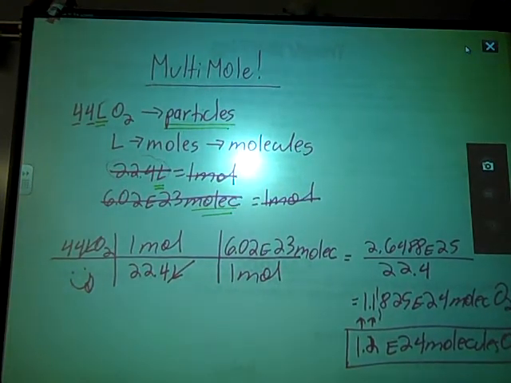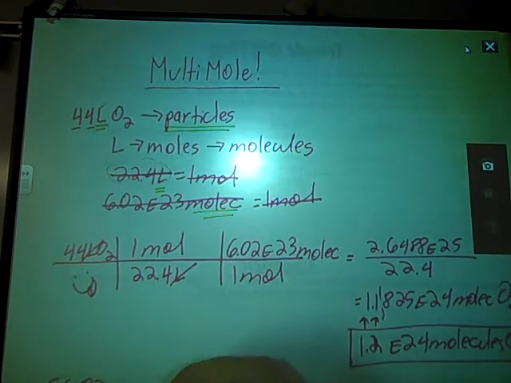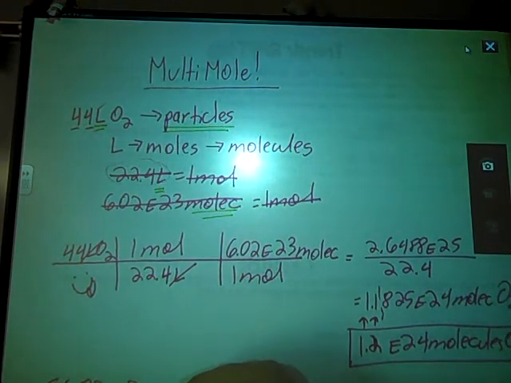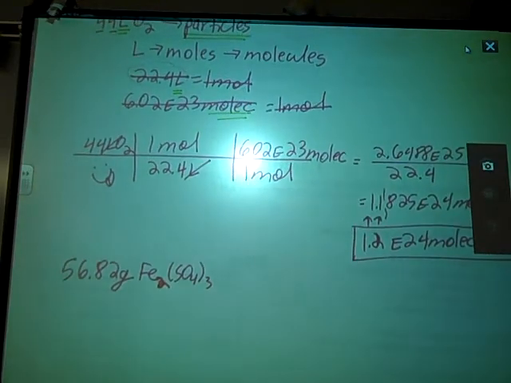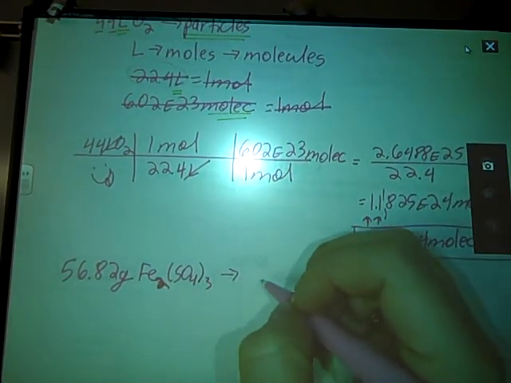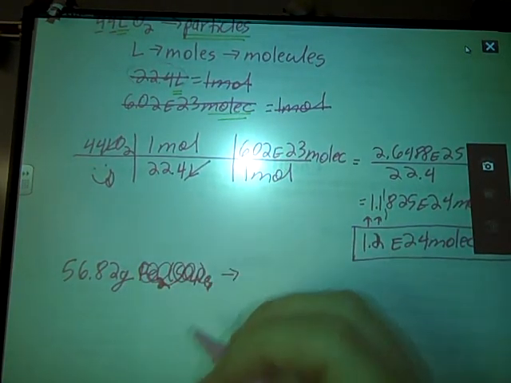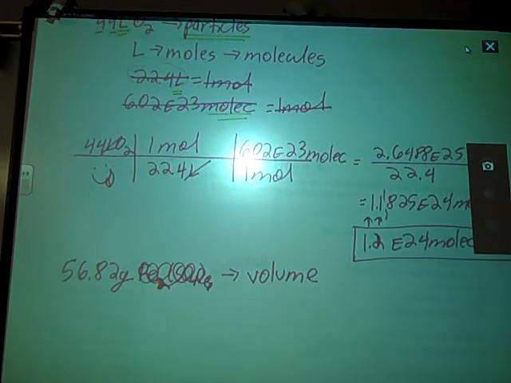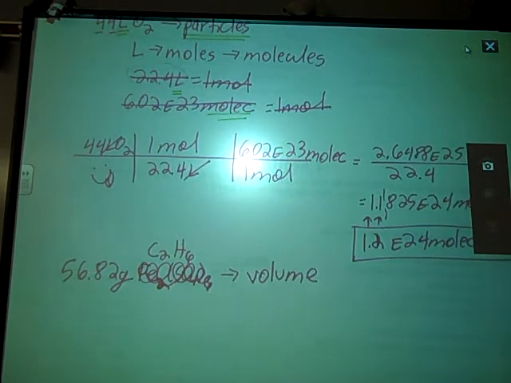Let's try another one. This time, let's go from 56.82 grams of something or another. Iron sulfate. And let's take that to volume. Oh, that's not a gas. I need something that's a gas. I guess you could make that gaseous. We'll do C2H6. We're going to say that's a guess. I don't even know if it is, but we're going to pretend.